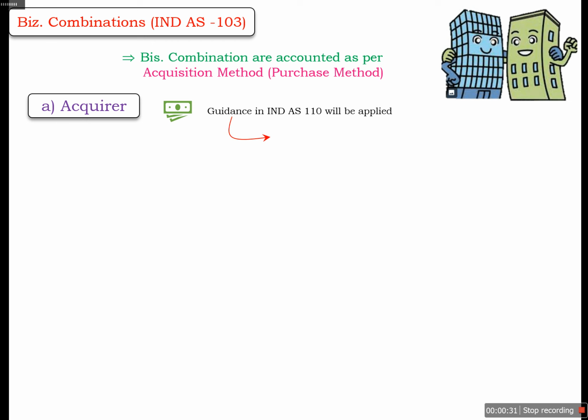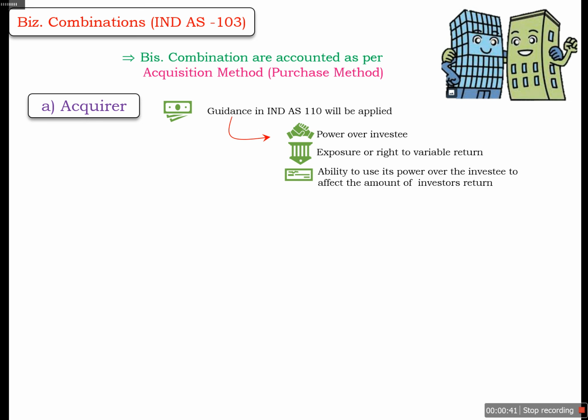As per the guidance of IND AS 110, we need to check who has power over the investee, who is exposed to the returns of the combined entity, and who has the ability to use its power over the investee to affect the amount of the investor's returns. If all these three conditions are satisfied, the concerned entity will be classified as an acquirer.